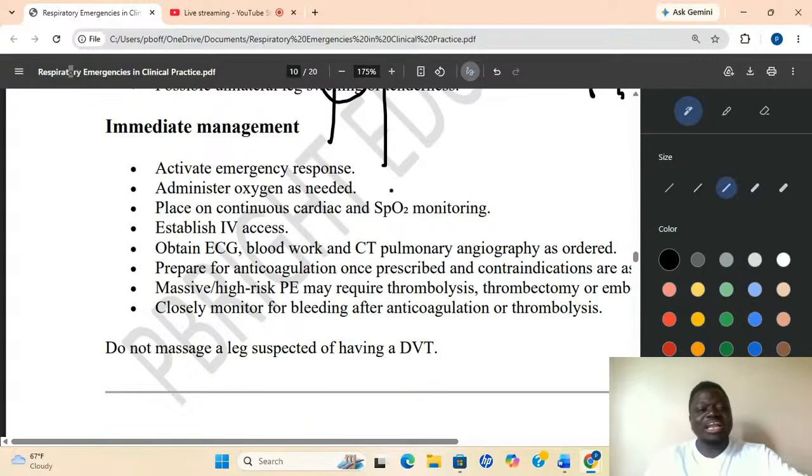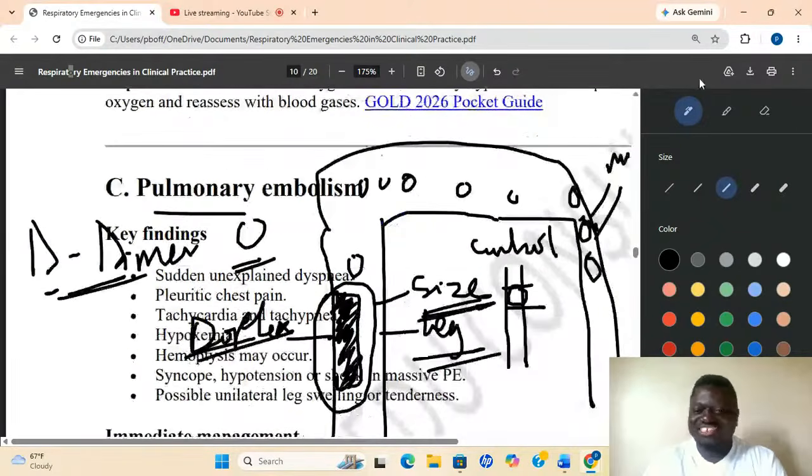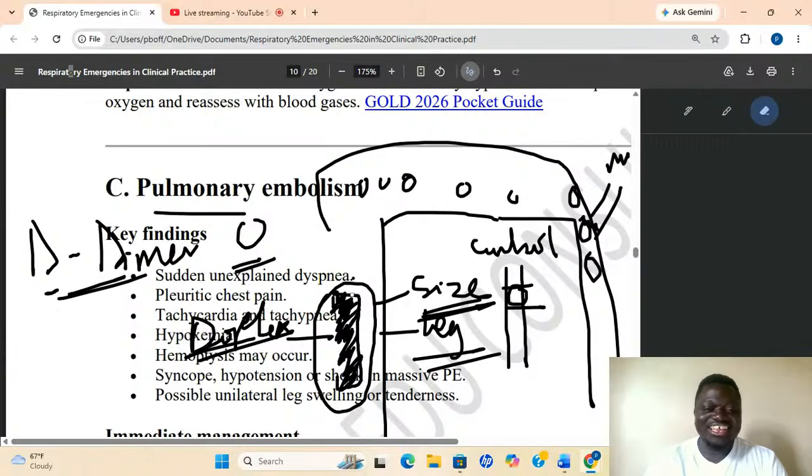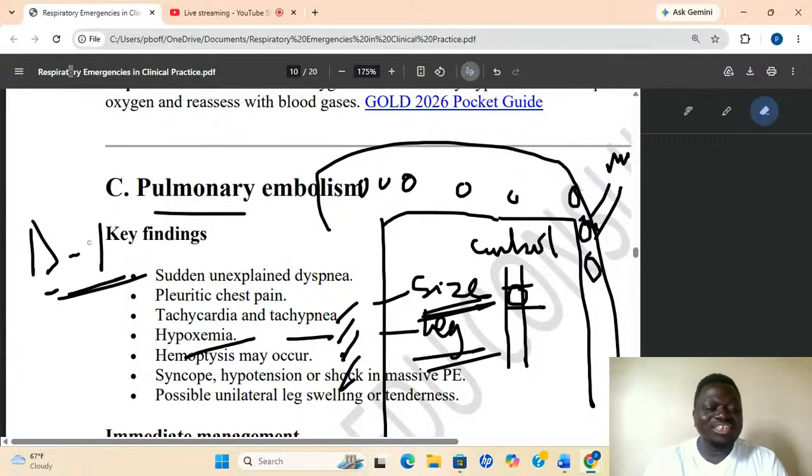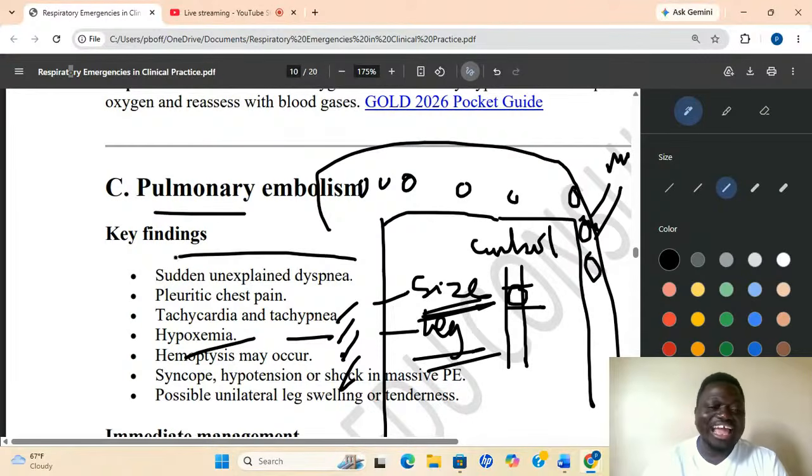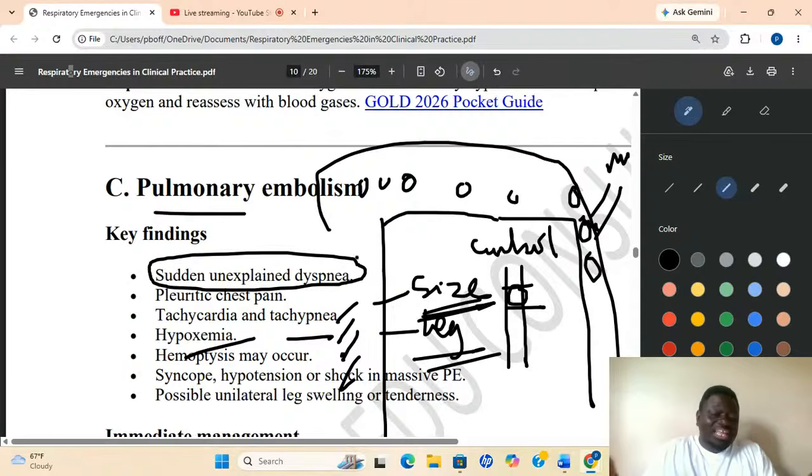Okay. Management. If you see this, and I've told you that this sign, no pulmonary embolism patient can hide this. As I'm talking to you now, I'm not having dyspnea. I'm not having respiratory distress or shortness of breath. All of a sudden, I can't breathe.